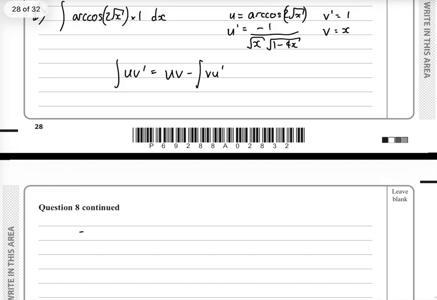So our integral is equal to uv, v is x, and u is arc cos 2 root x, minus the integral of v again is x, u prime is minus 1 over root x root 1 minus 4x. Put that there, and that can become a plus there.